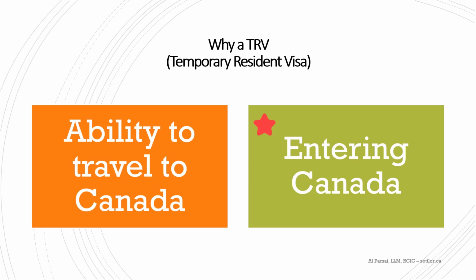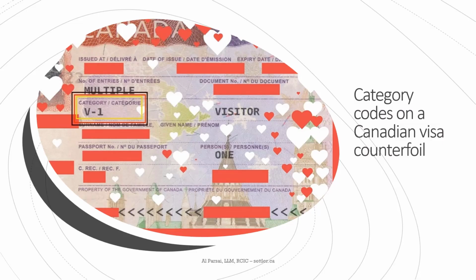Also, when you are entering Canada, at the port of entry, a border services officer will use a TRV as a tool to understand whether to allow you to enter Canada or not. So the ability to travel to Canada and entering Canada are those two items on the list of TRV that define a TRV. The types of TRV are different, and you can find out about the TRV type by looking at the category code that appears on a TRV sticker or counterfoil.